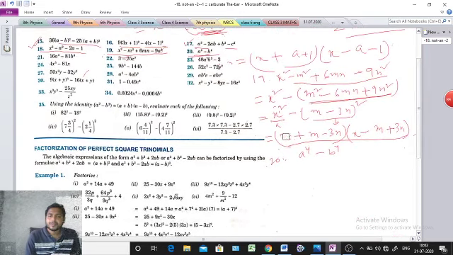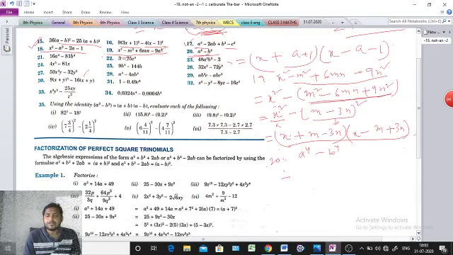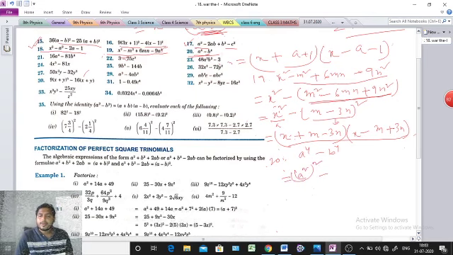See, what to do, sir? A to the power 4 means we can write a square whole square. A square here, after that whole square also. Minus. This one clear? Just here 2 brackets came, no problem, this is 1 bracket, just leave it. A to the power 4 means a square whole square, minus b to the power 4 means b square whole square. This one clear, sir?